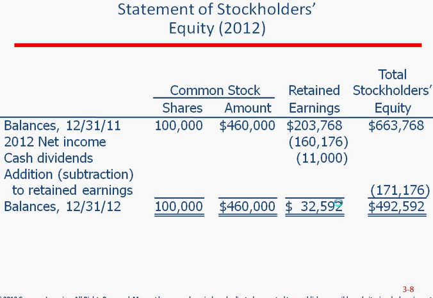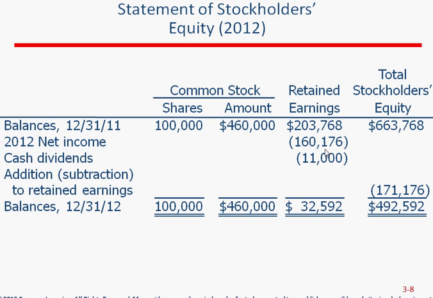As we carry through then on the stockholders' equity statement at the end of 2012, we always start with where were we at the beginning of this year. And so we see the top line shows the balances at the very end of the last year. 100,000 shares out, 460,000 is the value of those. Retained earnings started out at 203,768. This number would have been on that balance sheet we looked at previously. And adding those two numbers together, we get the total shareholder equity of 663,768.